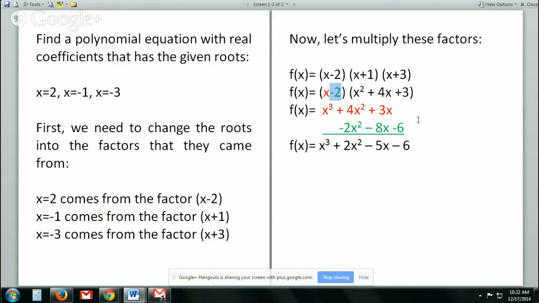All that's left to do is to combine the like terms. And I've made it a little easier for myself to combine those like terms by lining them up vertically as I did that multiplication. There's nobody to combine with the x cubed, so let's bring it down. Adding 4x squared minus 2x squared gives me plus 2x squared. Plus 3x and minus 8x together made -5x, and then there's nobody to add to the -6, so let's bring it down. The polynomial equation that had the roots x equals 2, x equals -1, and x equals -3 is then this equation.